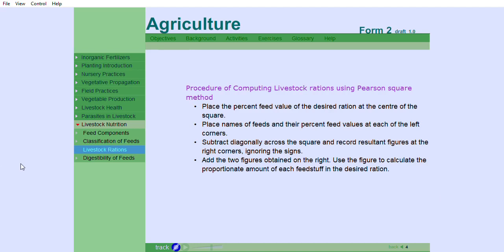Procedure of computing livestock rations using Pearson's square method. Place the percent feed value of the desired ration at the center of the square. Place names of feeds and their percent values at each of the left corners. Subtract diagonally across the square and record resultant figures at the right corners, ignoring the signs. Add the two figures obtained on the right. Use the figure to calculate the proportionate amount of each feedstuff in the desired ration.